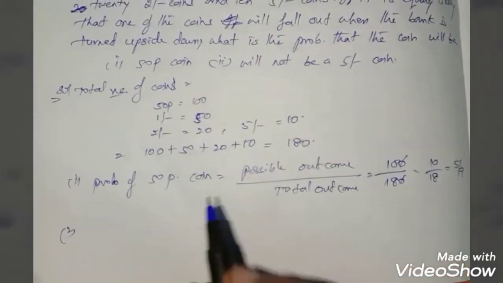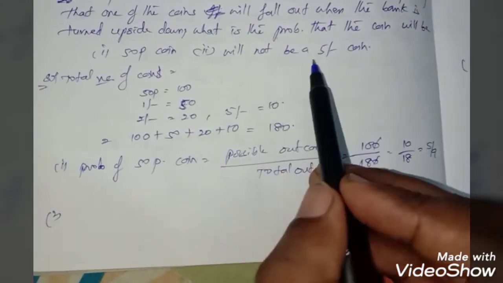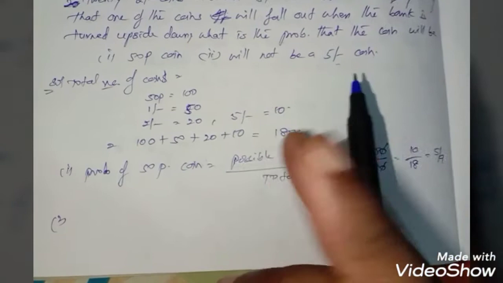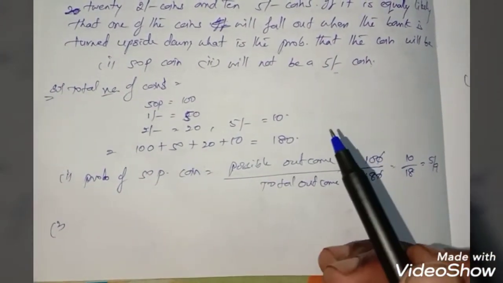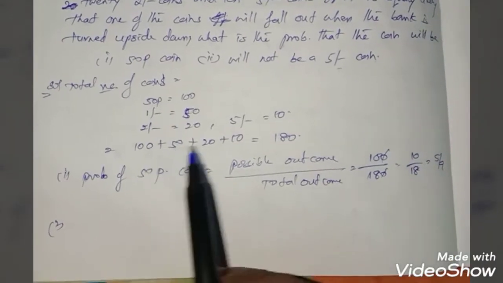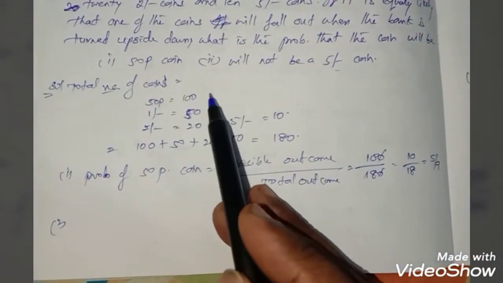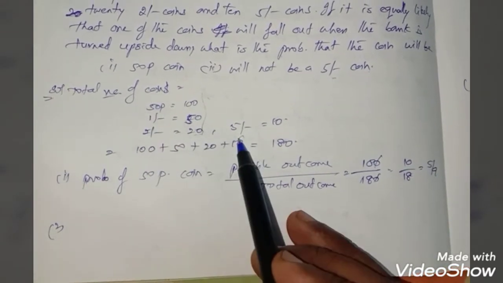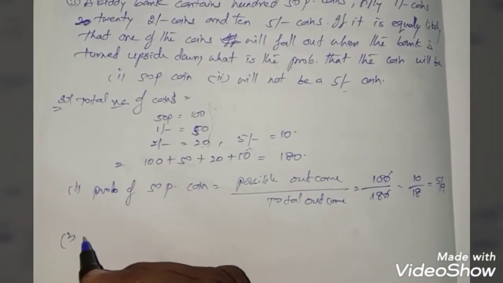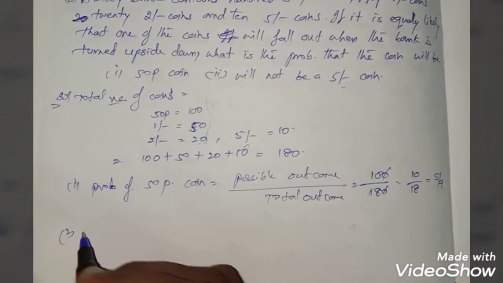Now coming to the second question. The second question is, will not be a 5 rupee coin. So we have two methods to find. Previously we have learned P of E bar. So will not be a 5 rupee coin is nothing but what? If you count all the remaining coins except the 5 rupee coin, let us go for this problem.